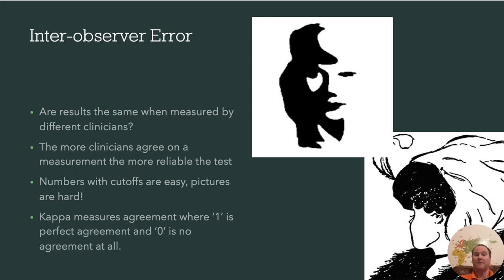The way we measure this is with a statistical test called kappa, and that measures agreement, where 1 is perfect agreement and 0 is no agreement at all.